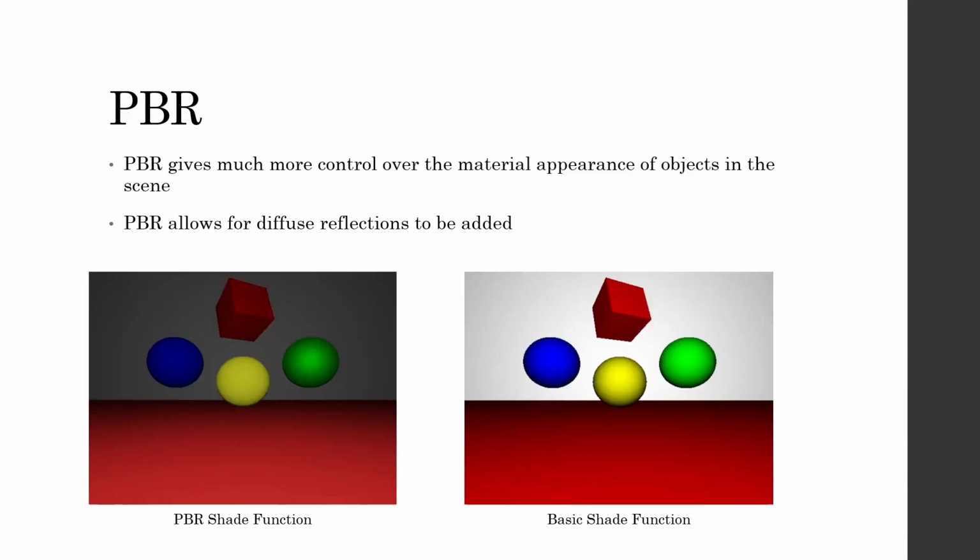I've used PBR over a basic shade function, not only because the PBR looks better, but because it gives me significantly more control over the material properties of the object, including the metallicness and the roughness. This in turn lets me create better reflections, as diffuse reflections are not possible with a basic shade function.